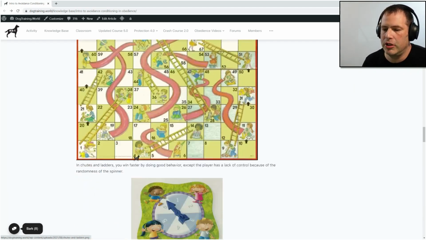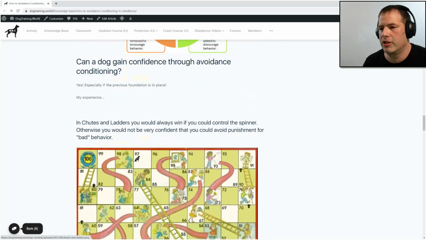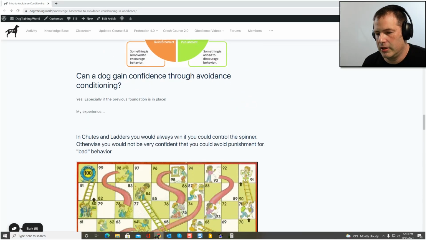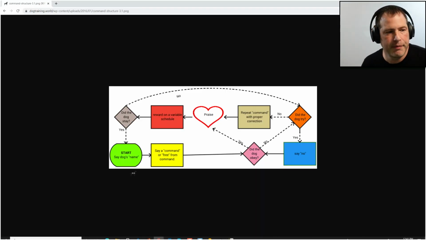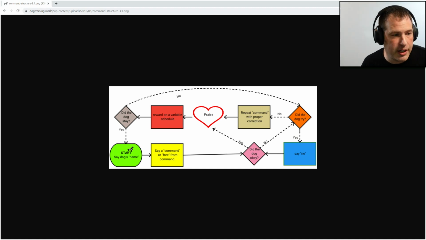That's basically what you're doing with the good command structure. I have another window with it open here. It's Chutes and Ladders. We're teaching the dog you're in control, and we're going to give you a command, and you're going to make your way. You're just going to stay on the ladders over here. You can avoid the chutes and you could just win. That's what the avoidance conditioning is.